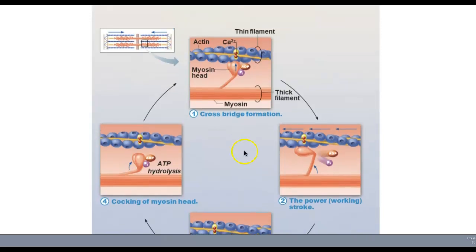Okay. Now, when it's time for the muscle to relax, the calcium ions are going to be removed from troponin and pumped back to the sarcoplasmic reticula. And once the calcium ions are removed, troponin shifts back to its normal position, which causes tropomyosin to also shift back to where it's blocking the myosin binding site on the actin molecules.